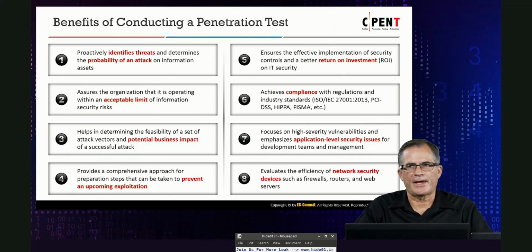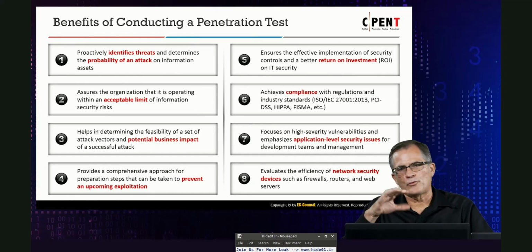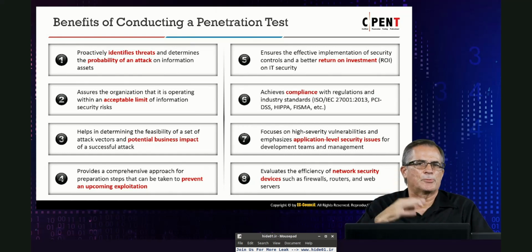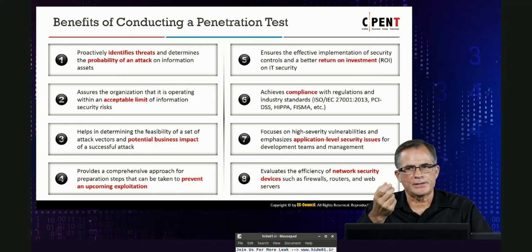Understanding threats and the probability of an attack is a big one. It ensures the organization is operating with an acceptable level of risk, right? Determining the feasibility of a set of attack vectors and the potential business impact of a successful attack, right? And why do we do that? Because we want to prevent an upcoming exploitation. And then, are our controls working? Are we using controls that are mitigating the risk? So if somebody does attack our environment, our controls will mitigate the risk of that. And then you might have to maintain compliance, PCI DSS, Sarbanes-Oxley, HIPAA, those types of things.